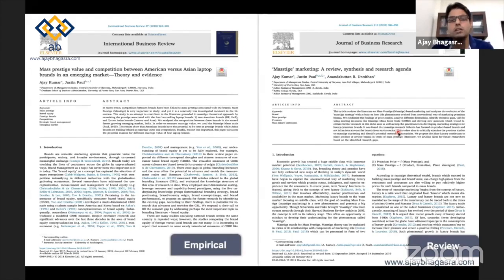It is more difficult to write a review paper than an empirical paper. An empirical paper is easy because at least you have a structure, an established theory, an established scale. You get the scale, collect data on that scale, and then you have established tools and techniques, analytical tools, which you are discussing in this workshop also. You analyze the data on the basis of those tools and make results. But in a review, you don't have those things.